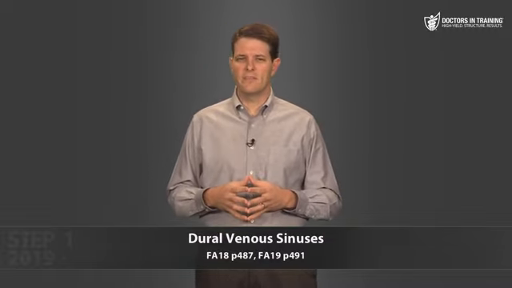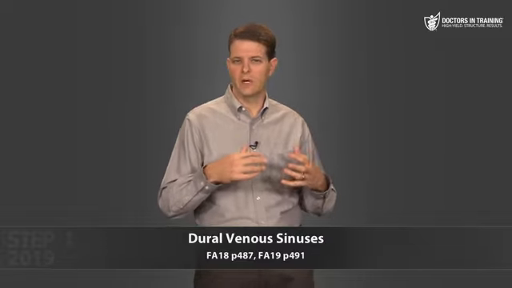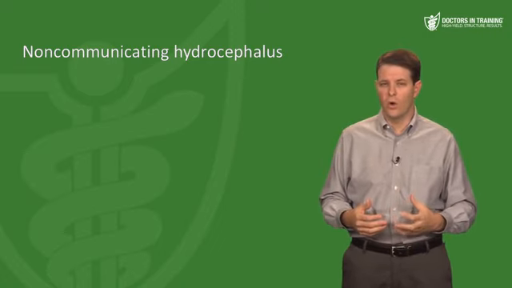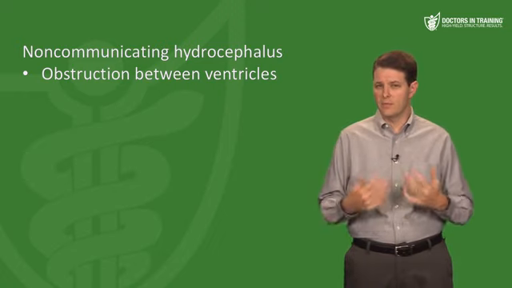Let's talk about what happens if the flow of CSF is interrupted. If the flow of CSF is obstructed anywhere in that pathway, from the lateral ventricles to the third ventricle and the aqueduct to the fourth ventricle, the CSF pressure is going to build up behind that obstruction, and that pressure causes the ventricles to dilate and expand. We call this a non-communicating hydrocephalus, or an obstructive hydrocephalus, because the communication between the ventricles has been obstructed, so it's non-communicating.